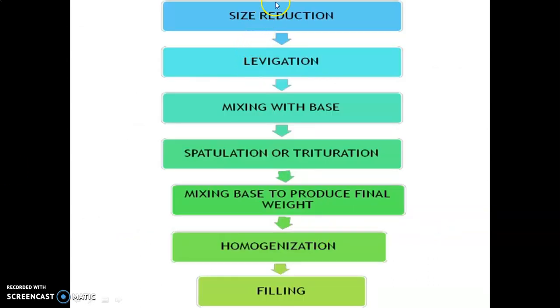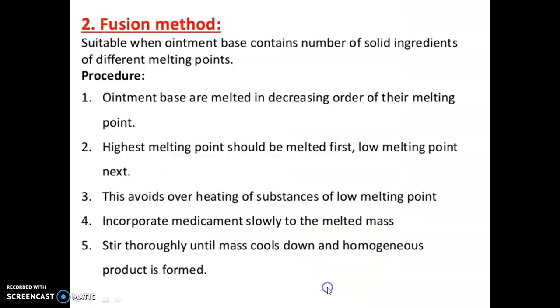Then this is the flow chart for the incorporation method or trituration method: size reduction, after that levigation, then mixing with base, then spatulation or trituration, after that mixing base to produce the final weight, and homogenization, again size reduction, and then filling.